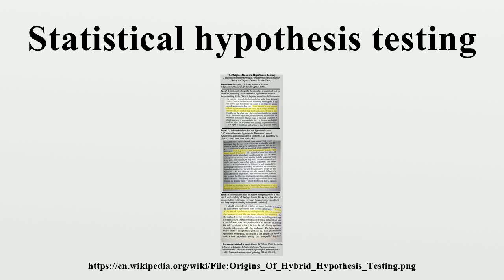Commonly, two statistical data sets are compared, or a data set obtained by sampling is compared against a synthetic data set from an idealized model. A hypothesis is proposed for the statistical relationship between the two data sets, and this is compared as an alternative to an idealized null hypothesis that proposes no relationship between two data sets.